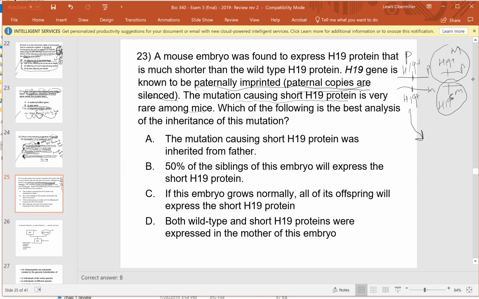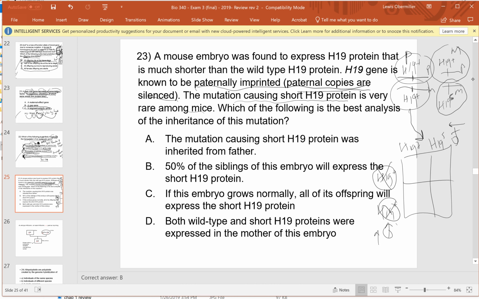So if these all are individual gametes, we could write out the cross. We could say this is dad here, this is mom here. So this would be H19 plus, H19 plus from dad, and then H19 plus from mom, and H19 short from mom. And so this one doesn't matter, and neither does this, because dad doesn't count. So whatever they get from mom is what they're going to express.